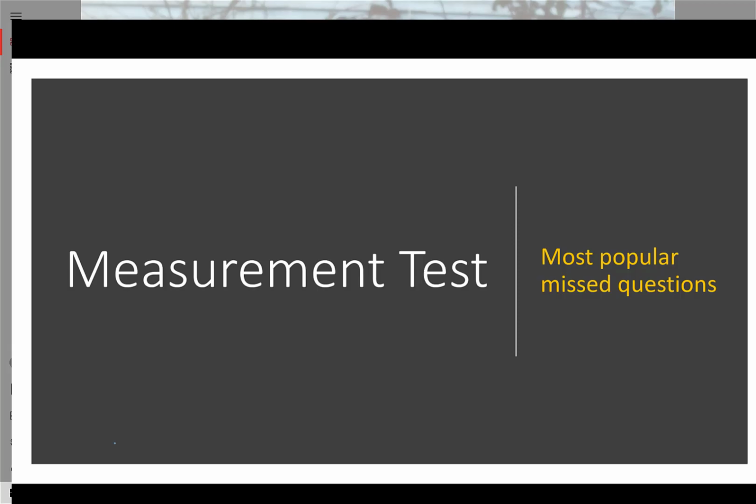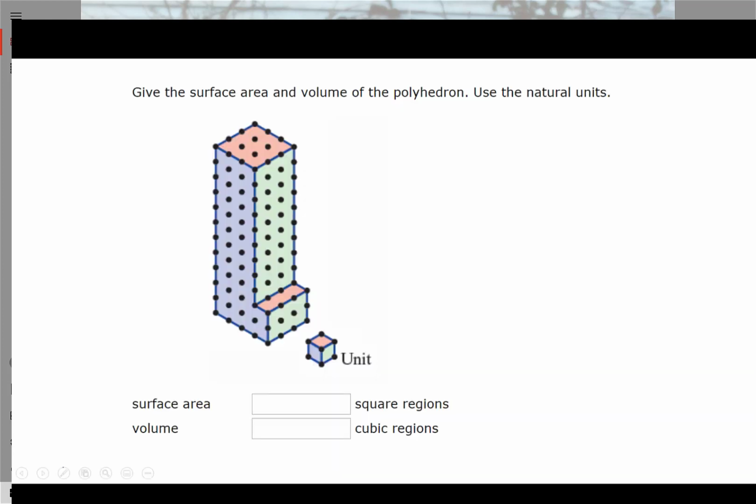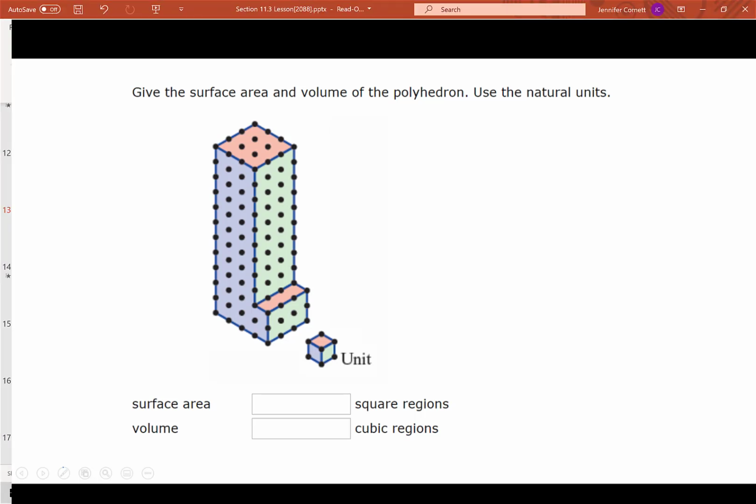Hi class, in this video I'm going to work through some of the most popular missed questions on this past test. This one you needed to find the surface area and volume, and so let's look at the surface area first. And this one is a little trickier to visualize.